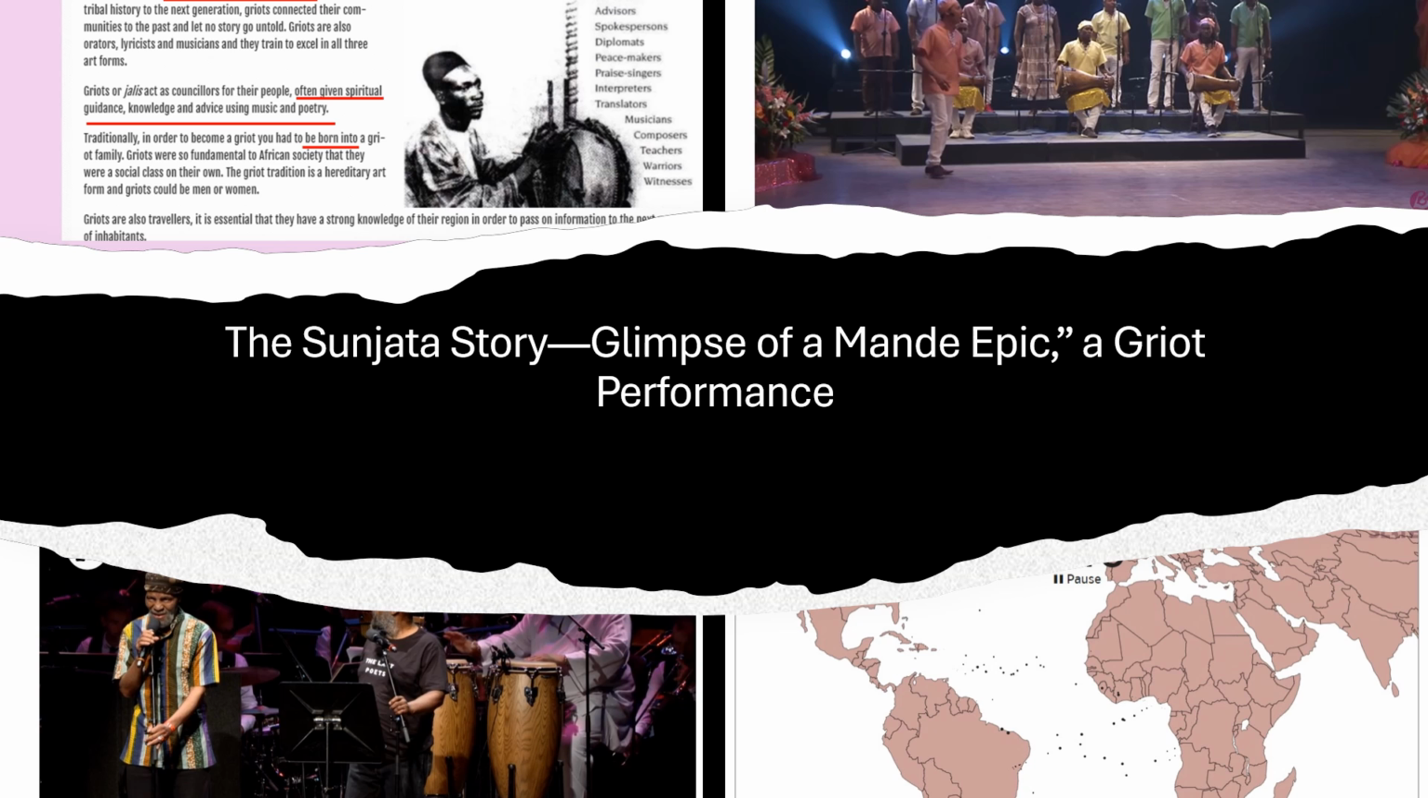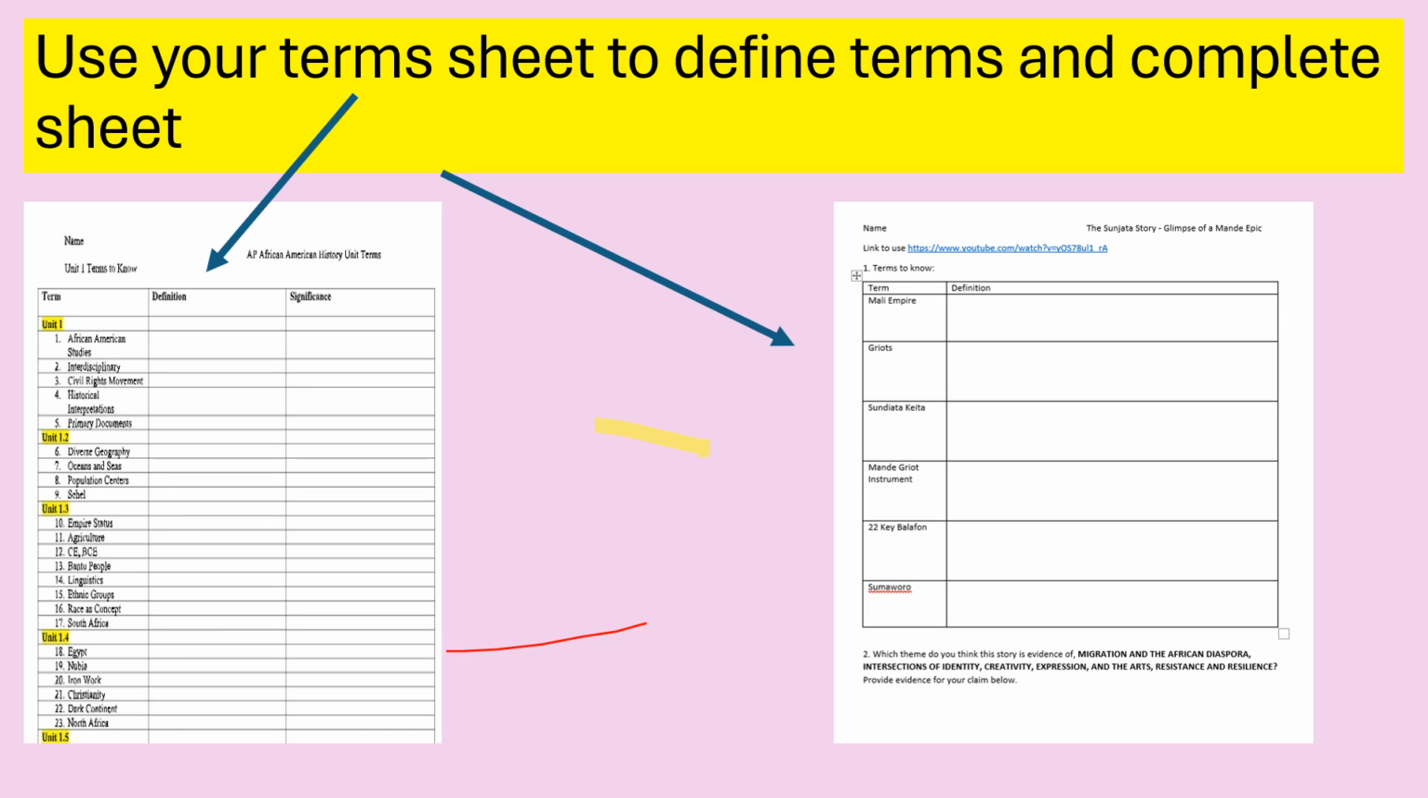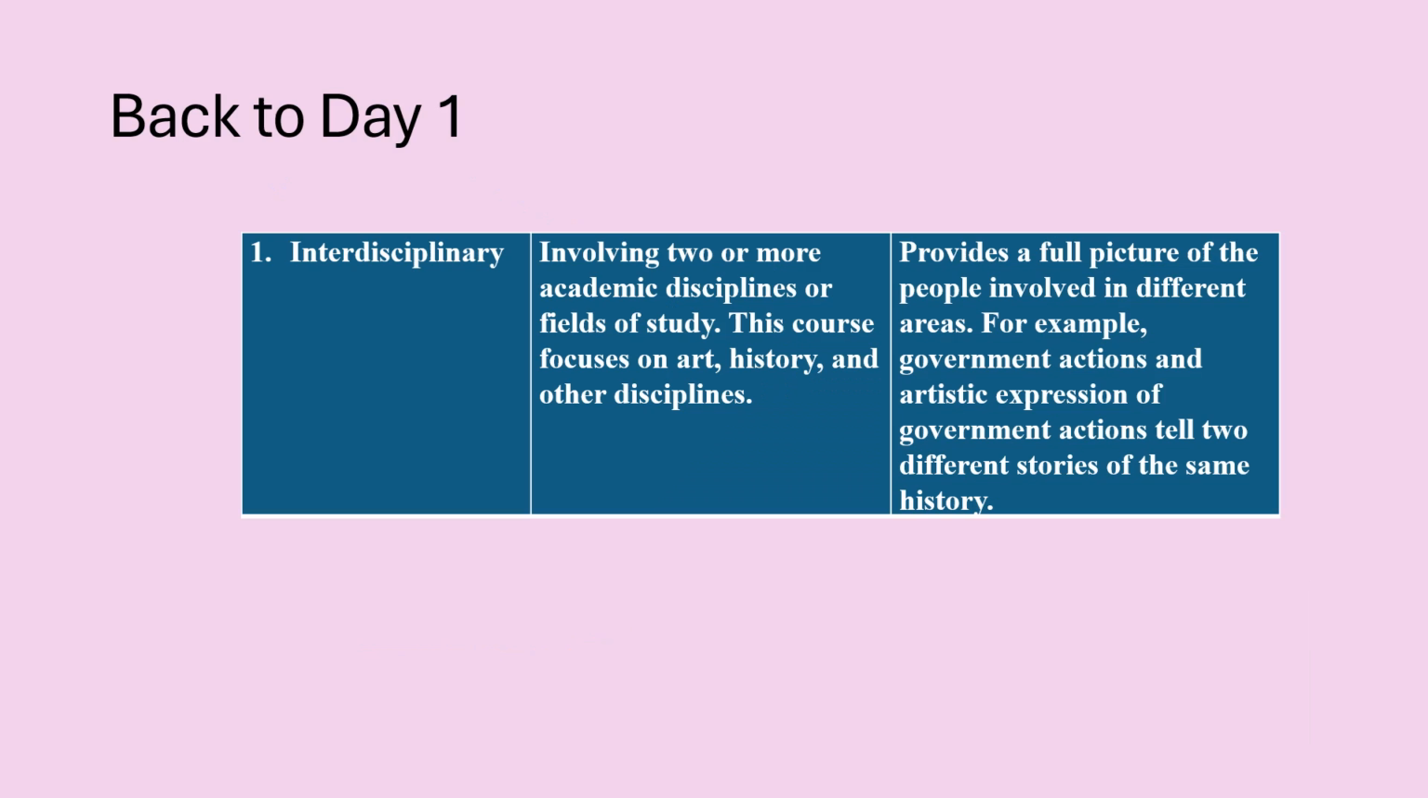Today we're going to be looking at the Sunjata story, and we're going to be using the terms definition sheet as well as this sheet for the required sources.